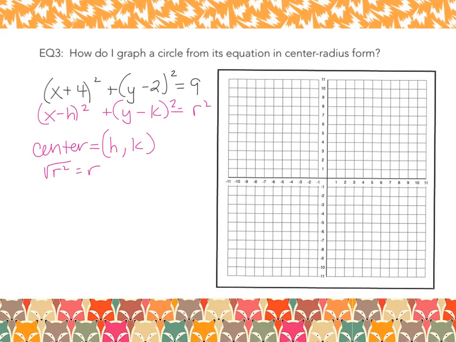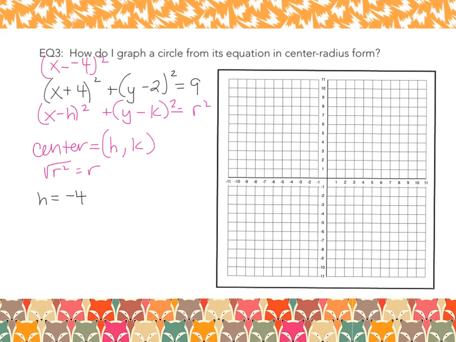So if we look at this, x plus 4. Remember that when we see x plus 4, our h value is going to be negative. So as I'm looking at this, I know that h is going to equal negative 4. Because remember, I could rewrite this as x minus negative 4 squared. And I think that as you practice this, you won't need to rewrite it. You will just look at that and say that h is negative 4.